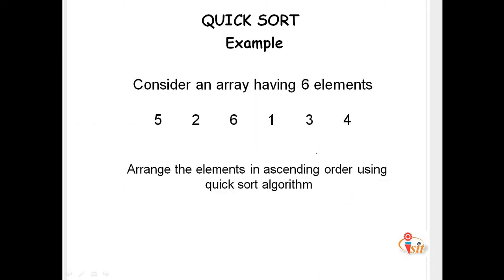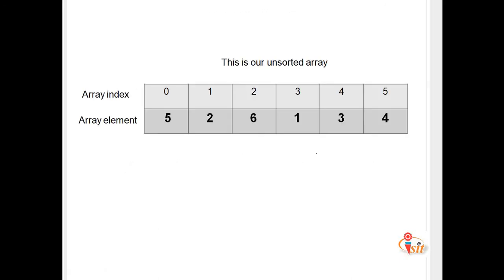Let us take one simple example to implement the concept of quick sort, and the pivot element here we are considering is the first element from the given array list. Consider an array having 6 elements: 5, 2, 6, 1, 3, 4, and here we need to arrange all the elements in ascending order using the quick sort algorithm. This is our array and all the array elements are in an unsorted list. The array index starts from 0 to 5 and the array elements are 5, 2, 6, 1, 3 and 4.